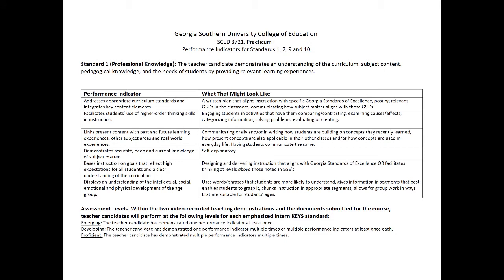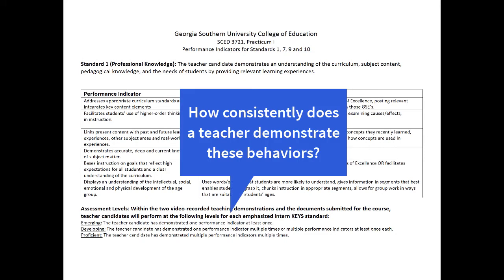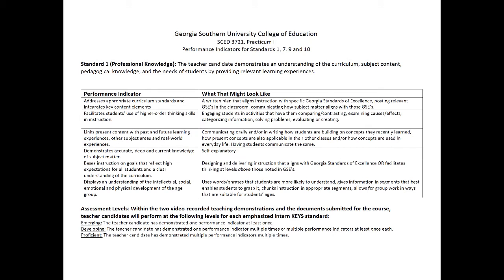To be proficient, a teacher would demonstrate these behaviors consistently. To be developing, a teacher would demonstrate them, but only inconsistently. And to be emerging, a teacher would be just beginning to demonstrate these behaviors. Unfortunately, the state rubric does not define the term consistent.